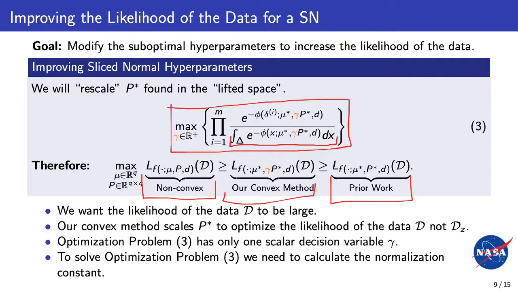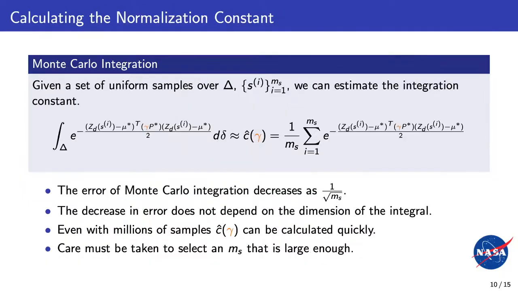To solve optimization problem 3, however, we need to calculate the normalization constant. We will calculate the normalization constant using Monte Carlo integration by sampling uniformly over delta, the support of our slice normal PDF, and we can then estimate the integration constant as the average of our slice normal PDF evaluated at each of the samples SI, assuming that our normalization constant is 1.